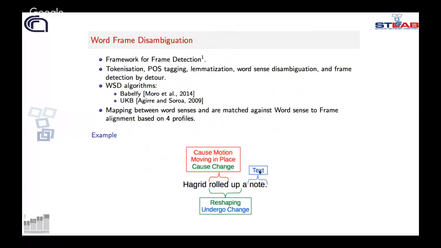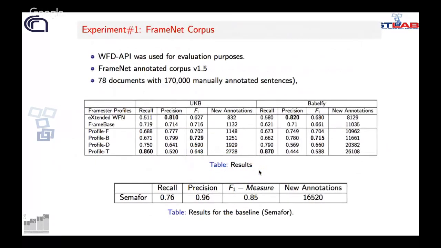In collaboration with the University of Paris 13, we have built a frame detector which uses a word sense disambiguation algorithm, and we rely on either Babelfy or UKB for this task. Then we directly use the linking structure of Framester in order to extract the frames that are evoked and identified in a certain sentence. We have experimented with the frame corpus, and what you see in this slide are the results of these experiments.